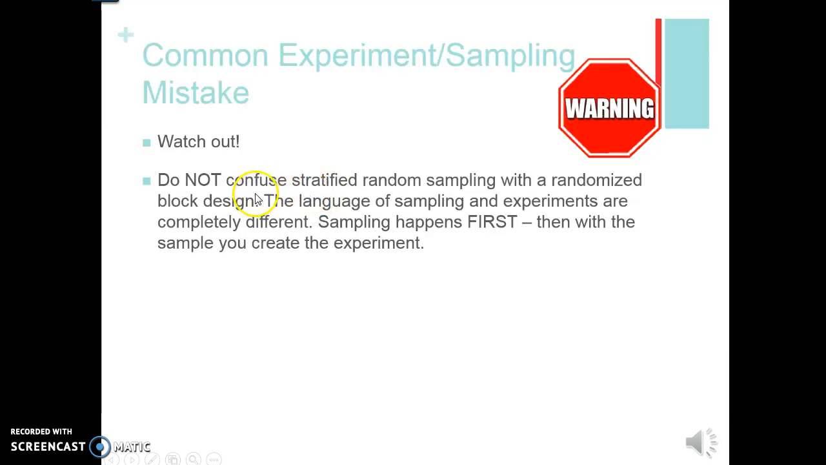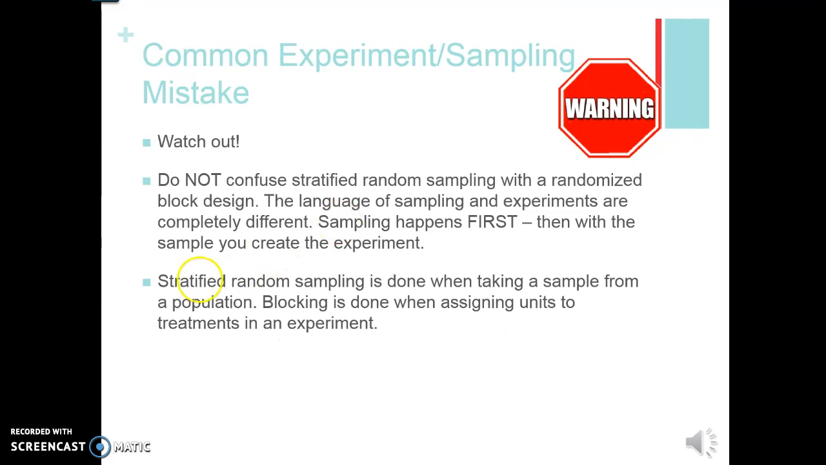Common mistakes are that people often get the vocabulary mixed up between experimental design and sampling. Remember, those are two completely different things. Sampling happens before the experimental design, all right? And then the experimental design is completely different. So don't confuse stratified random sampling with randomized block design. Stratified random sampling is how you're choosing the people to be in the experiment. Block design is how you're carrying out the experiment. The language of sampling and experiments is completely different. Sampling happens first, then you create the experiment.